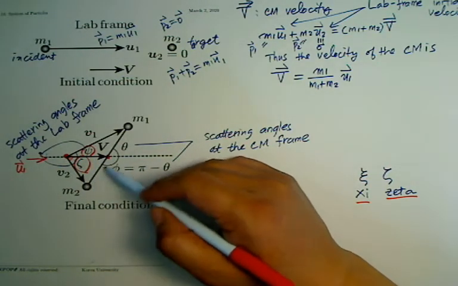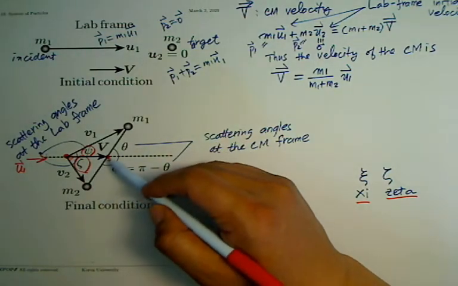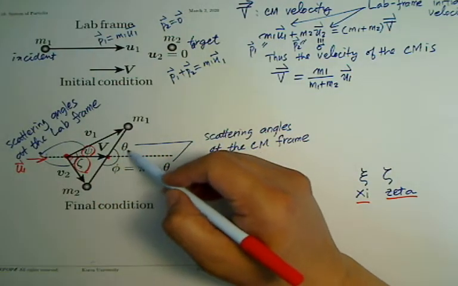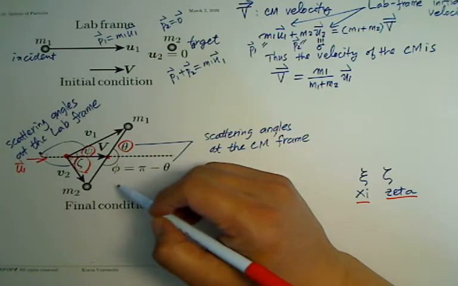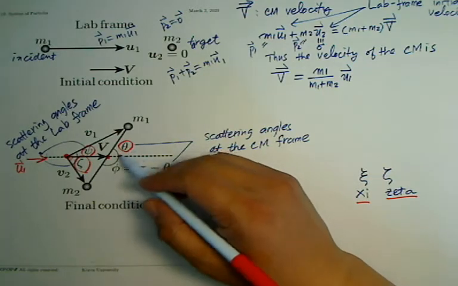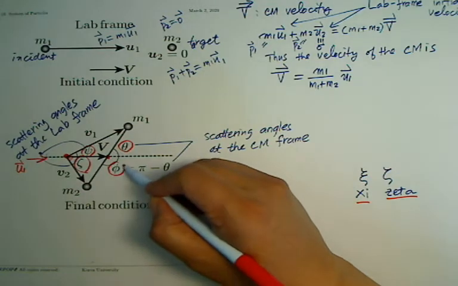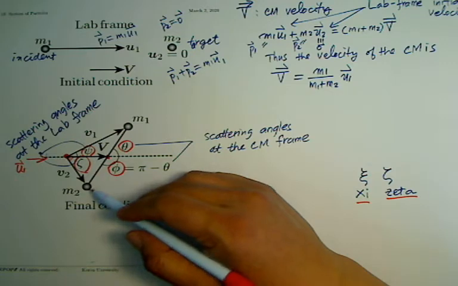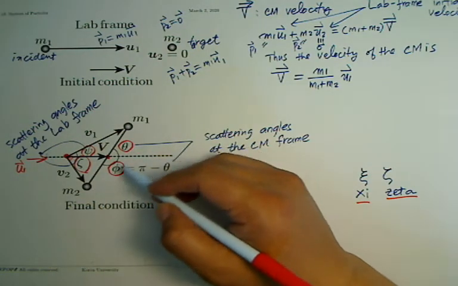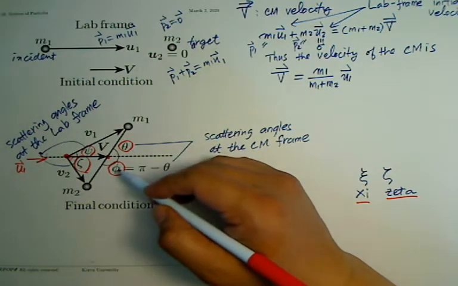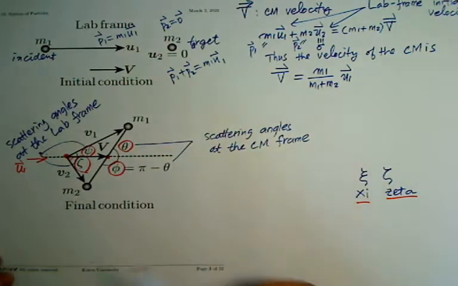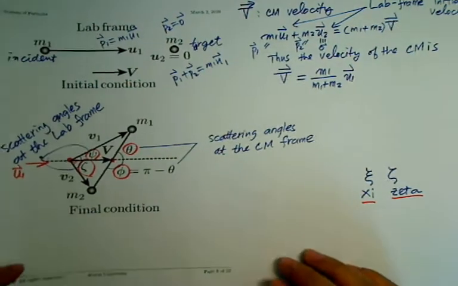And the line connecting m1 and m2 at this instant is a straight line. Therefore, we have the scattering angle of the incident particle at the CM frame, theta, and the scattering angle of the target particle at the CM frame, phi. When we sum these two angles, we have pi, 180 degrees, because they are always opposite at the CM frame.